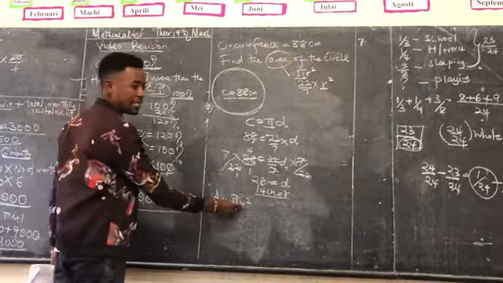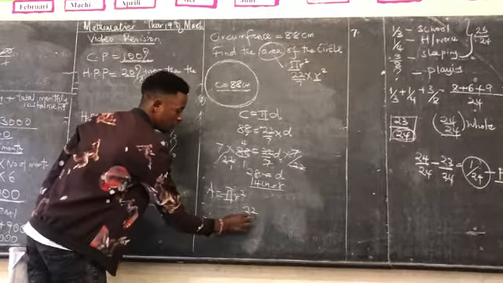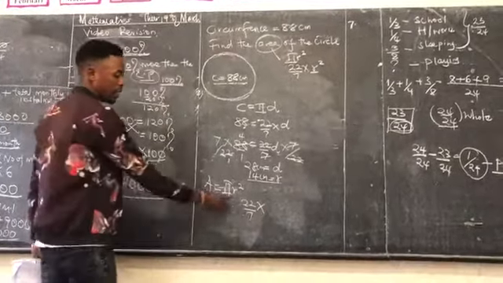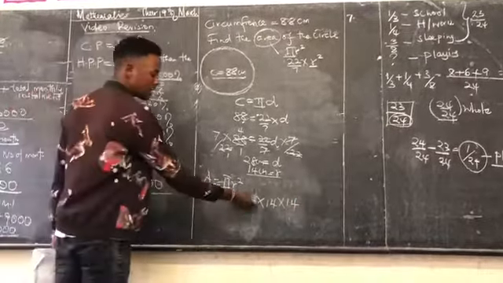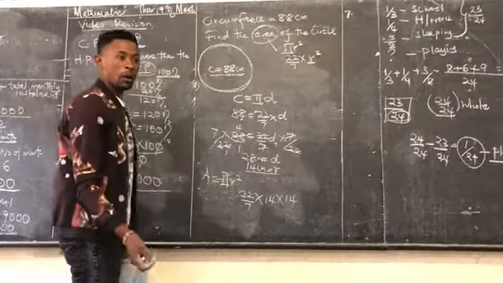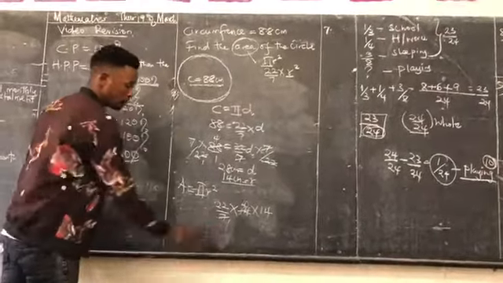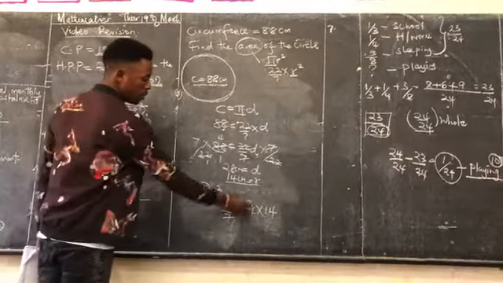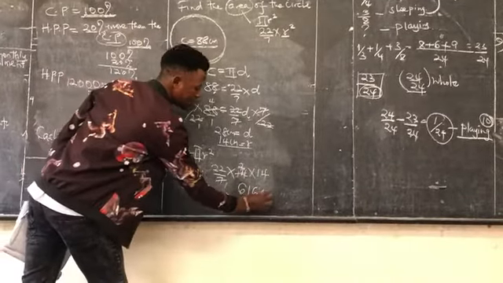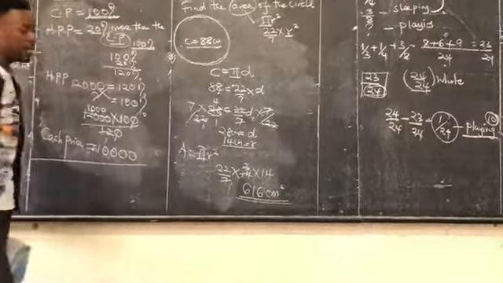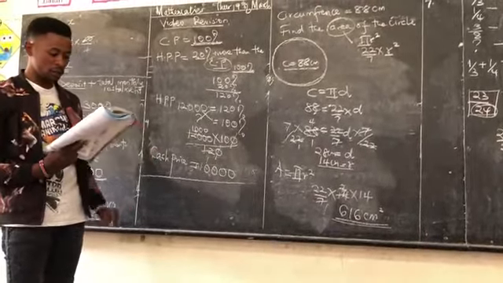That is pi times radius squared. So that is 22 over 7 as the pi times radius squared. That is 14 times 14. That is what it means by radius squared. You know to square a number is to multiply a number by itself. So 22 times 2, that is 44. 44 times 14, that is 616 centimeters squared. So the area of that circle is 616 centimeters squared. That was choice A.